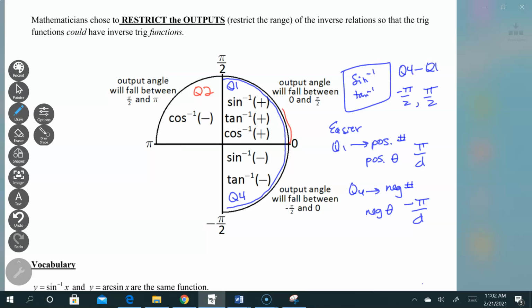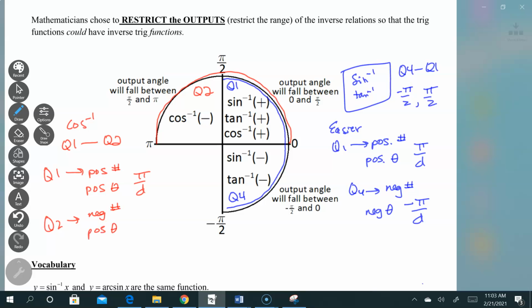I'm going to do the one in red. So the red will be the inverse cosine that uses quadrant 1 and quadrant 2. So inverse cosine uses quadrant 1 connected to quadrant 2. Okay, quadrant 1, again, will be positive numbers, and we'll have positive angles that all look like pi over denominator. And in quadrant 2, we're going to have negative numbers for cosine. Still positive angles, because that's what the angles are, but these angles are going to look like a numerator times pi over the denominator, where the numerator is 1 less than the denominator. We've talked about this earlier.